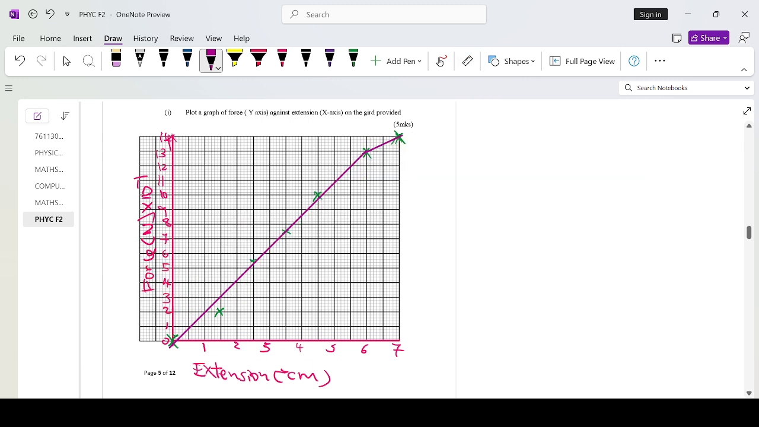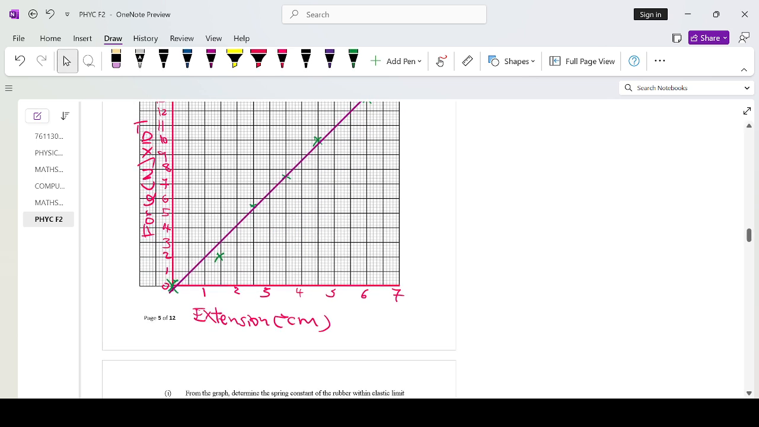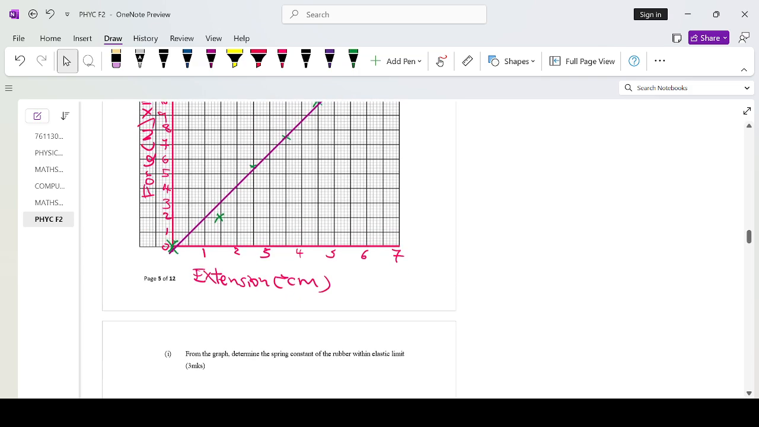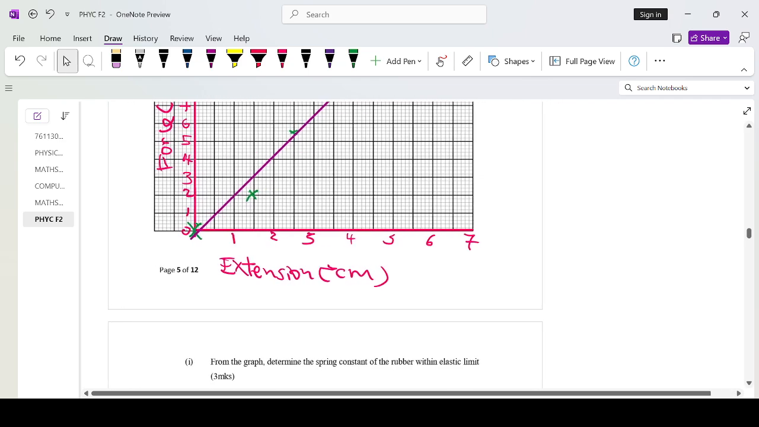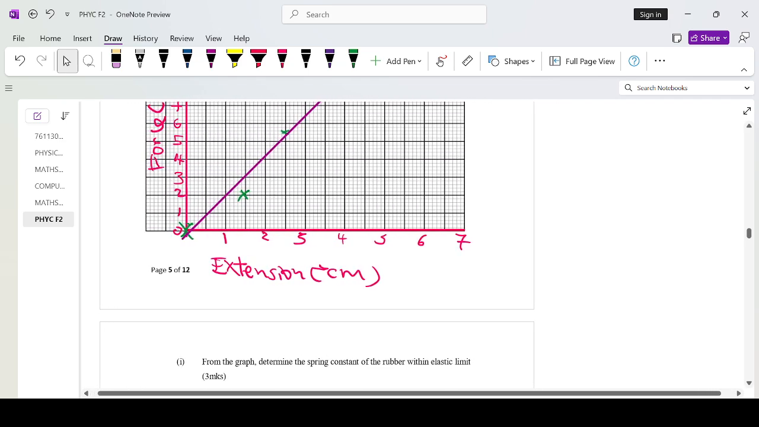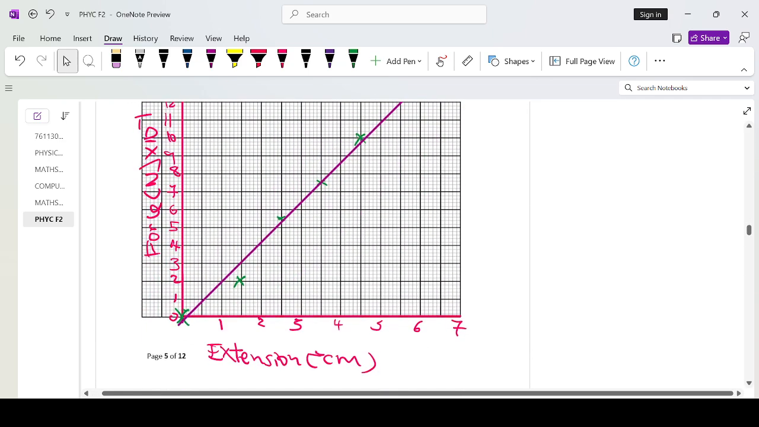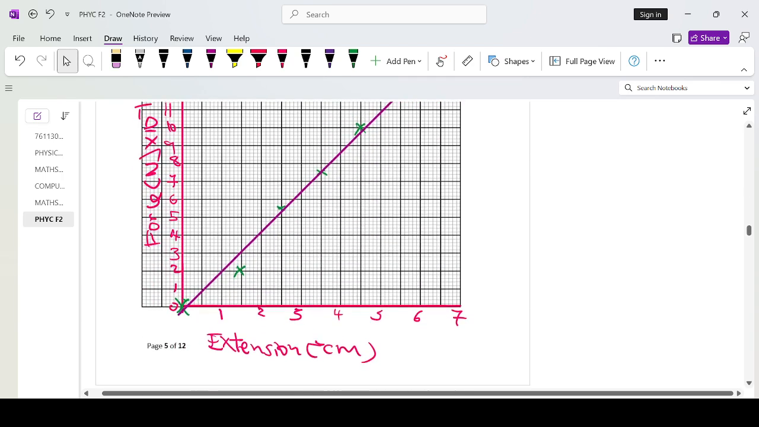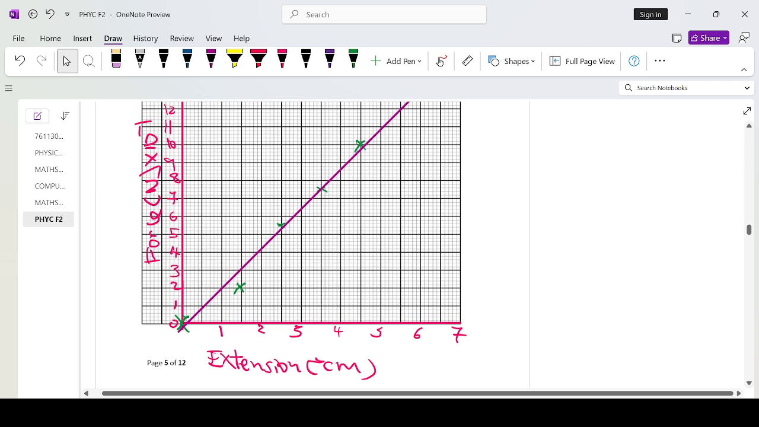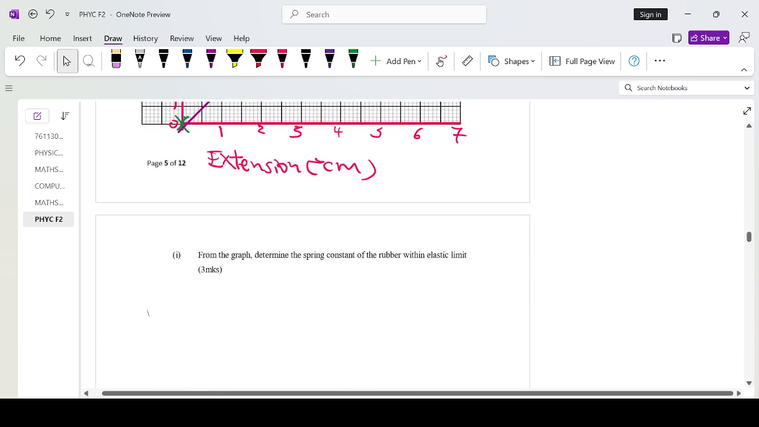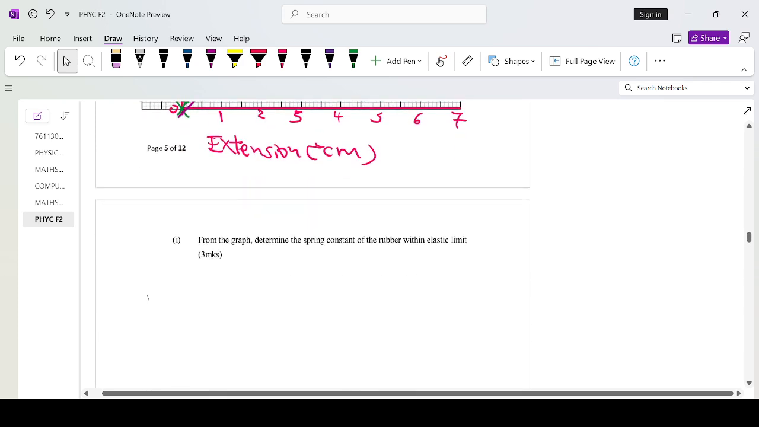Very nice. So I've drawn my graph. You can see. Let me enlarge it to make it visible now, because I'm done with what I was saying. After we've done that, you now have all your marks, because you've labeled your axes with units. You've used a simple uniform scale. From the graph, determine the spring constant.